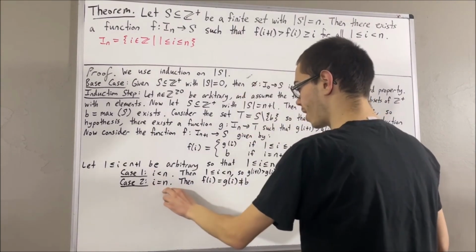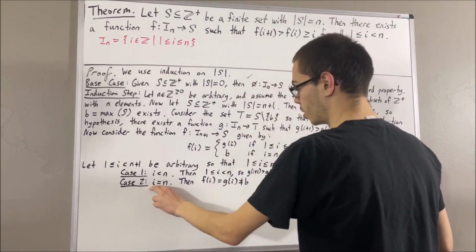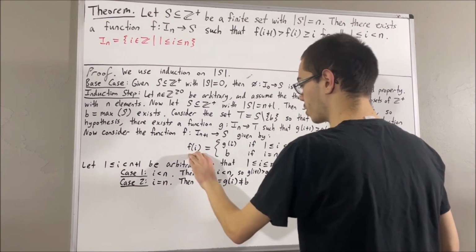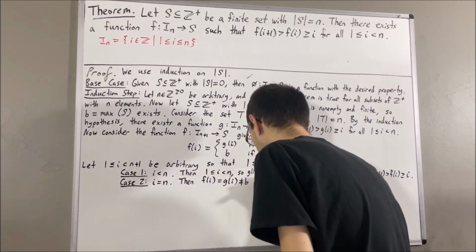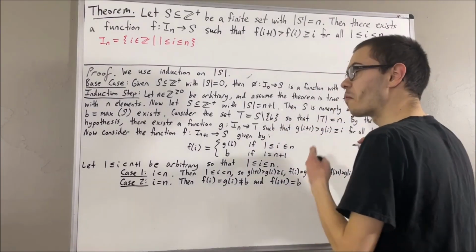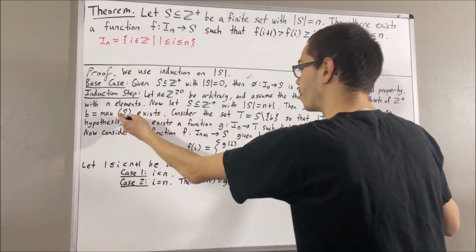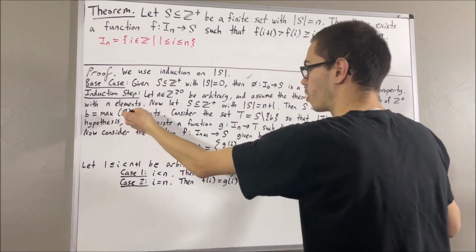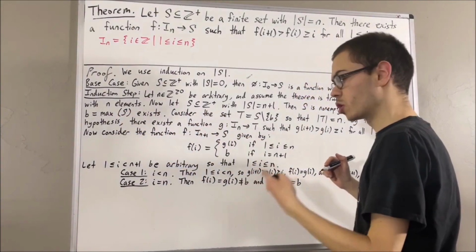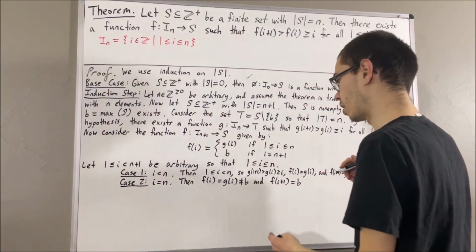But since i is equal to n, that implies i+1 is equal to n+1. So f(i+1) is going to be assigned to b. Now since b is the largest element of S, this means that b is greater than or equal to every element of S. So in particular, b must be greater than or equal to f(i).